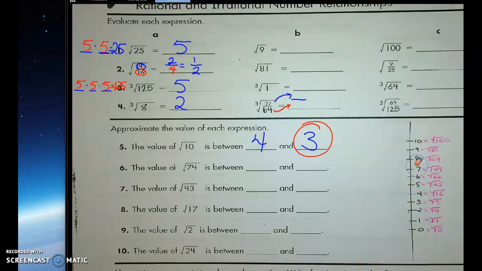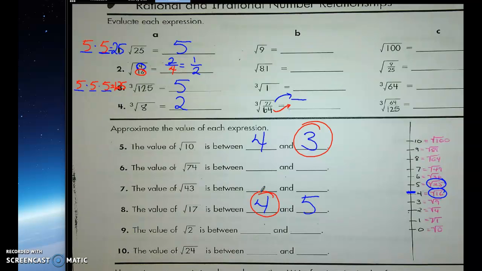Let's look at number 8. Number 8, square root of 17. Square root of 17 is just bigger than square root of 16, and it's smaller than square root of 25. Now when I look at it, square root of 17 is barely bigger than square root of 16. So I know square root of 17 is between 4 and 5. Now, which one is it closer to? I see that it is really close to that 4, so it is closer to 4.